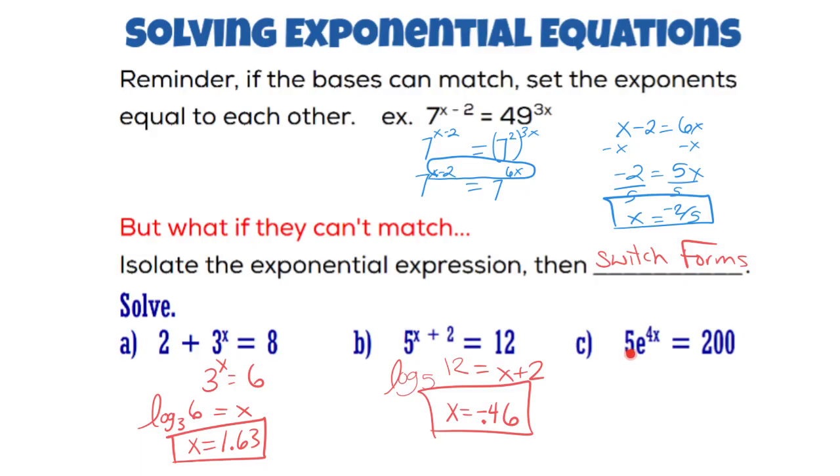All right, it looks like this is all part of the exponential here, but really it's just e as the base. The 5 is just getting multiplied. So I do want to get rid of that 5 first. I'm going to divide both sides by 5.